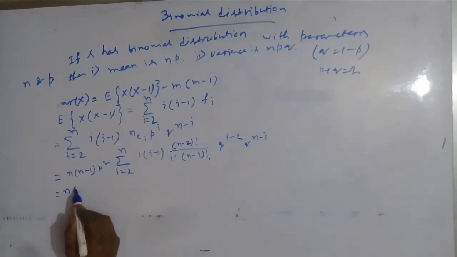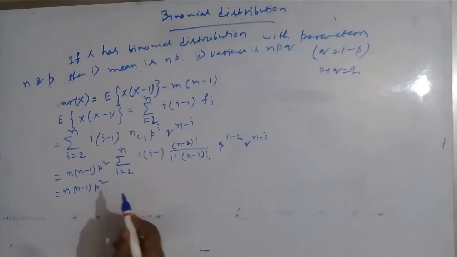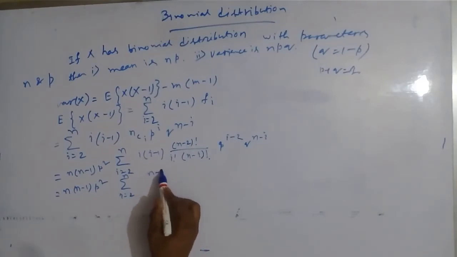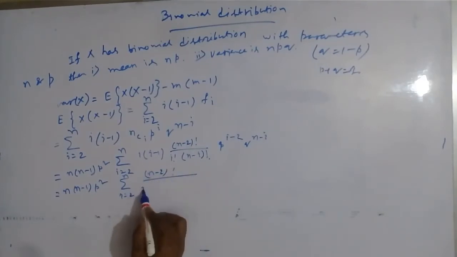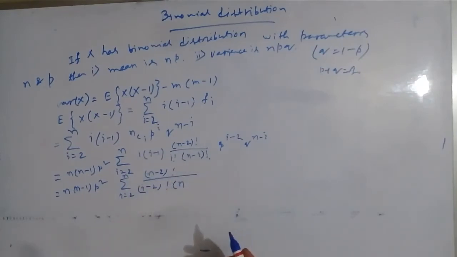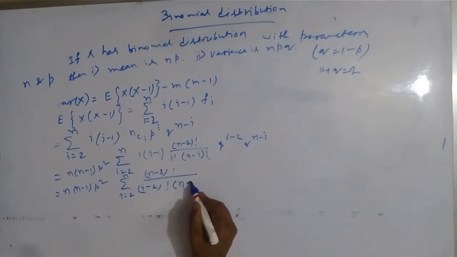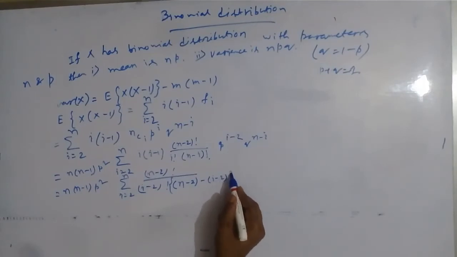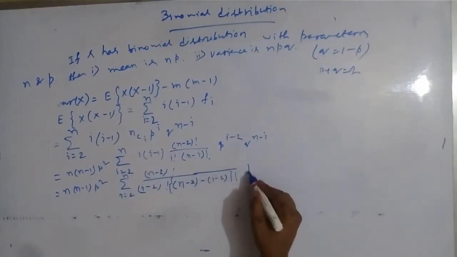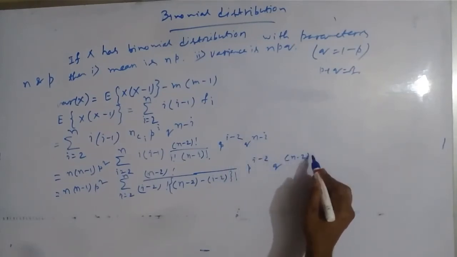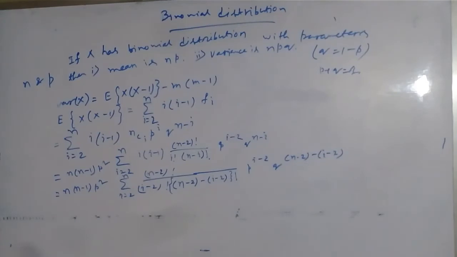Now n into n minus 1 into p square, summation i equal to 2 to n, and this i into i minus 1 will be cancelled out. So this will be n minus 2 factorial by i minus 2 factorial, and this n minus i can be written as n minus 2 minus (i minus 2) factorial, p to the power i minus 2, and this is also written as n minus 2 minus (i minus 2).